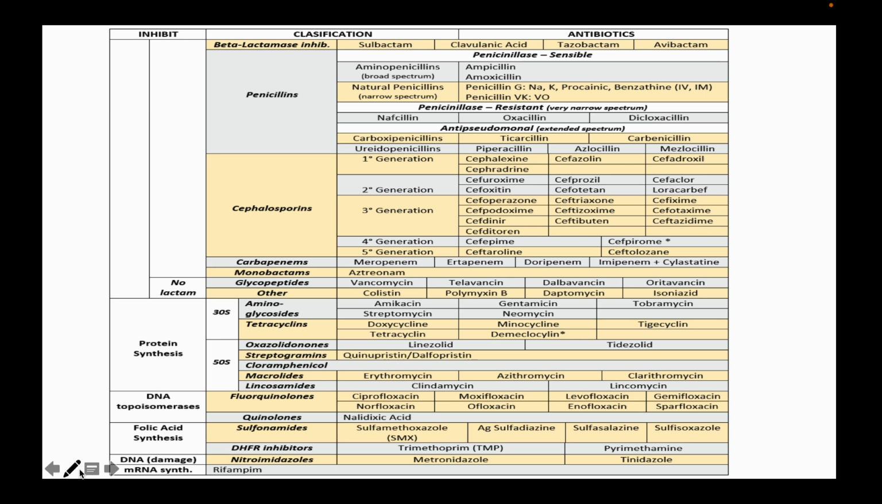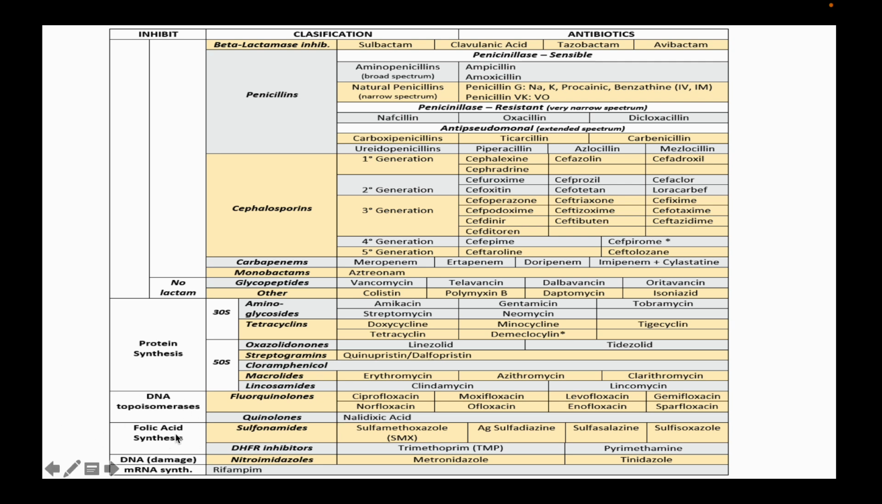Then we have DNA topoisomerases, right? So these are also very common. So in E. coli we have different topoisomerases from ours, so we can easily inhibit these DNA topoisomerases. The main two classes are fluoroquinolones and quinolones. These are also very effective antibiotics.